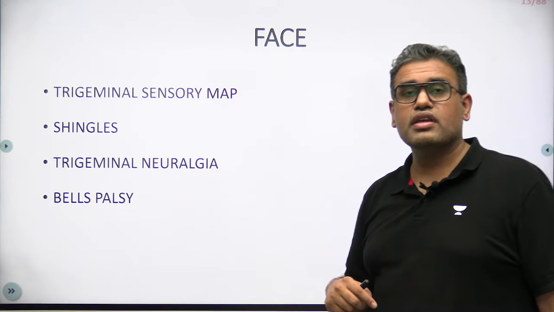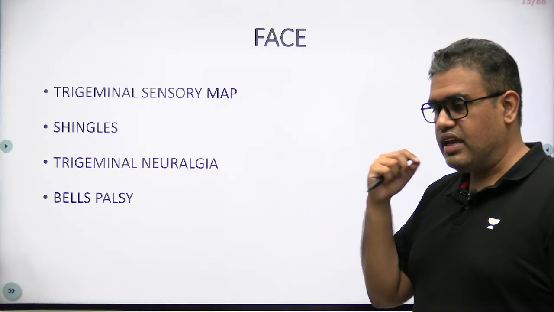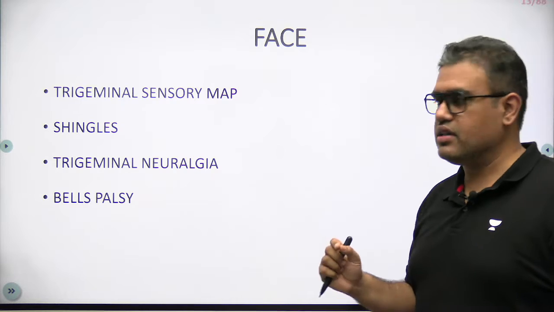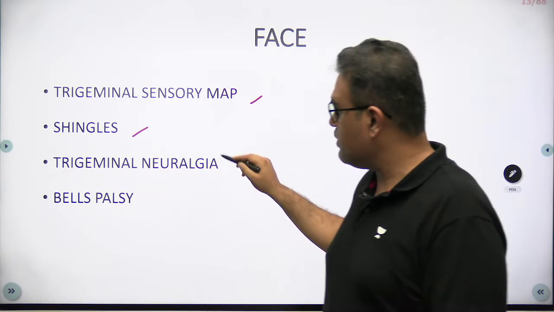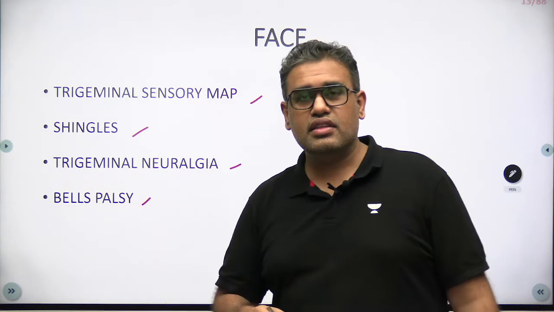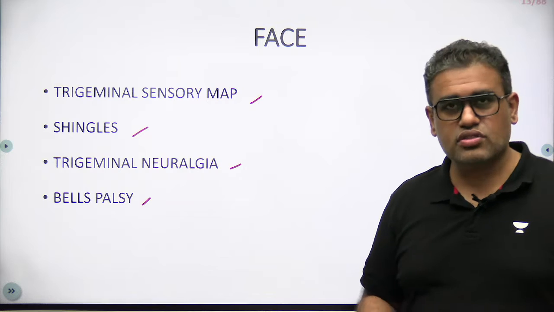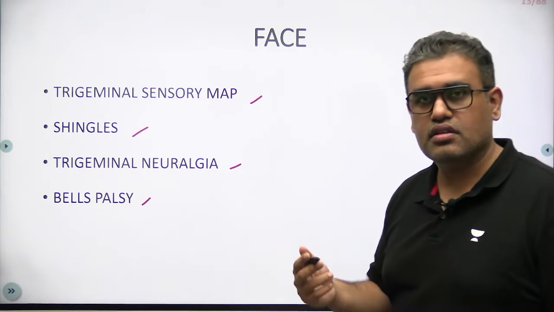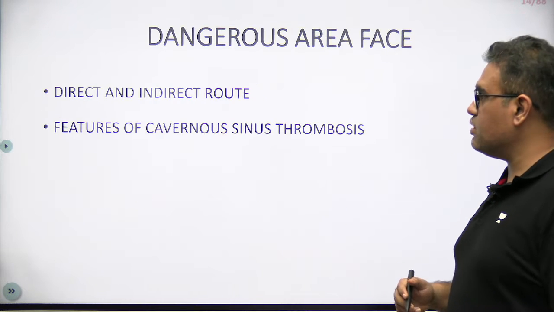And the next topic over here is the face. Face, right? Again, I repeat, in each topic, focus on the applied part. That is important. Trigeminal sensory map is what we have just seen. See, shingles over here, trigeminal neuralgia over here, Bell's palsy over here. These are just to name a few applied aspects which we see on the face, which have an anatomical relevance behind the pathology, right?